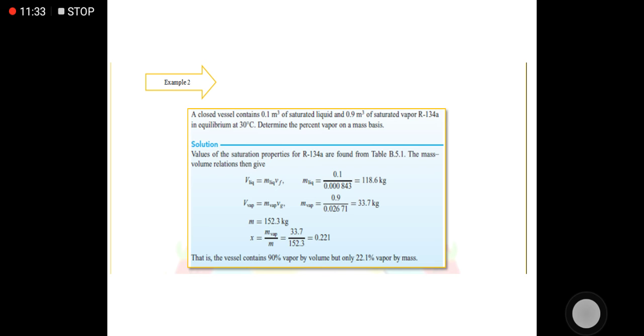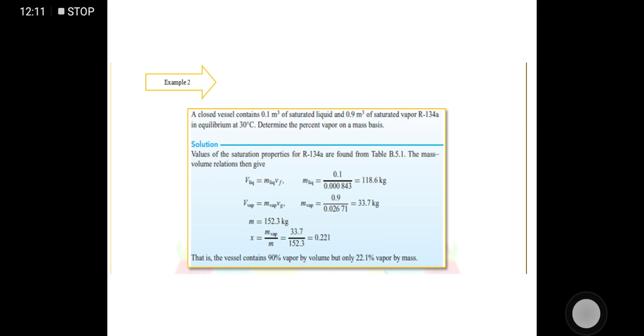So, therefore, mass of the liquid is equal to volume of the liquid na given sa problem over the VF na makukuha natin sa table B.5.1, okay? So in that case, makukuha natin yung mass ng liquid natin. Same with mass ng vapor natin, okay? So therefore, yung x is defined as mass of the vapor over total mass. Yung total mass makukuha natin by adding the mass of the liquid and mass of the vapor, okay?